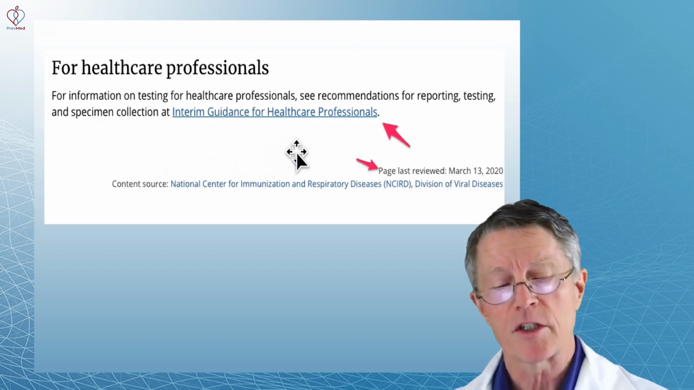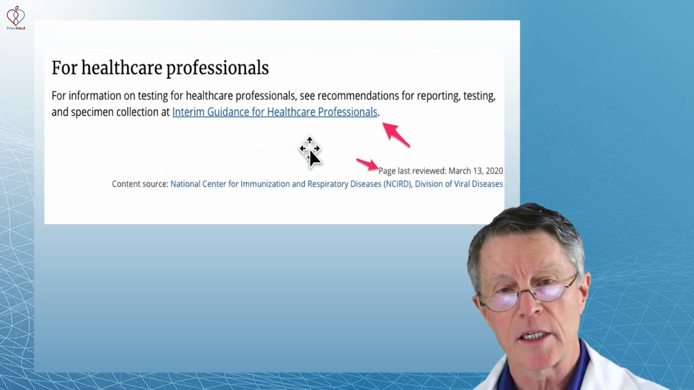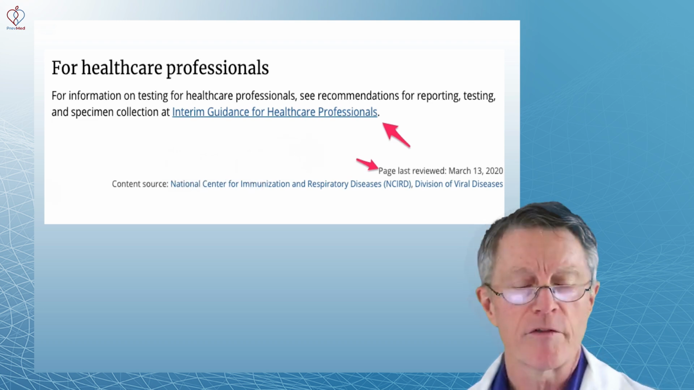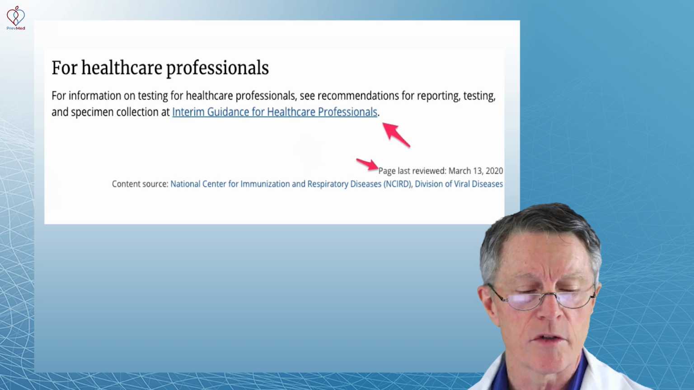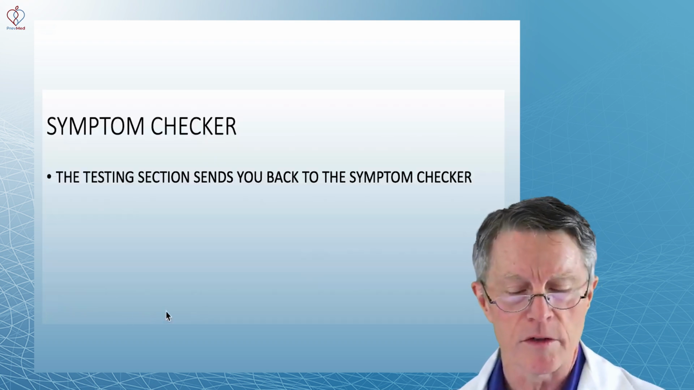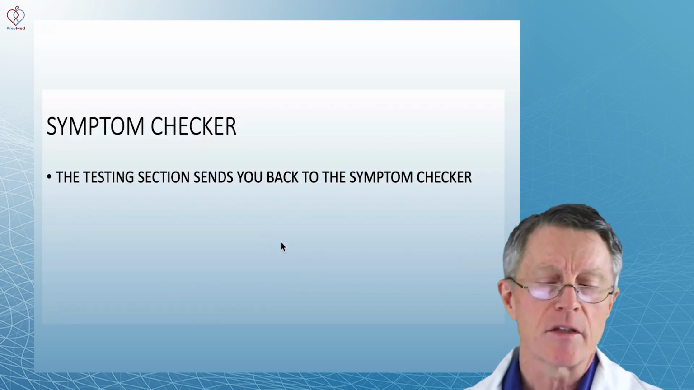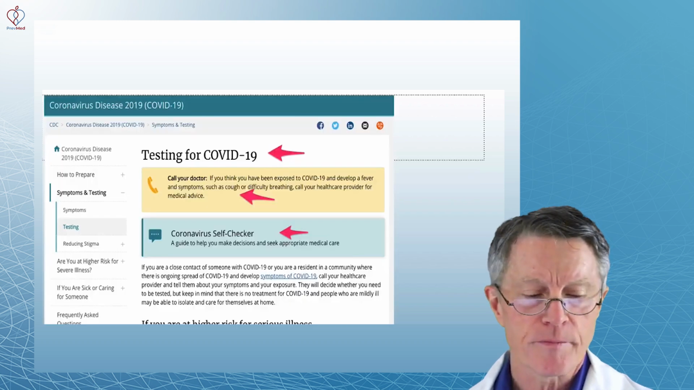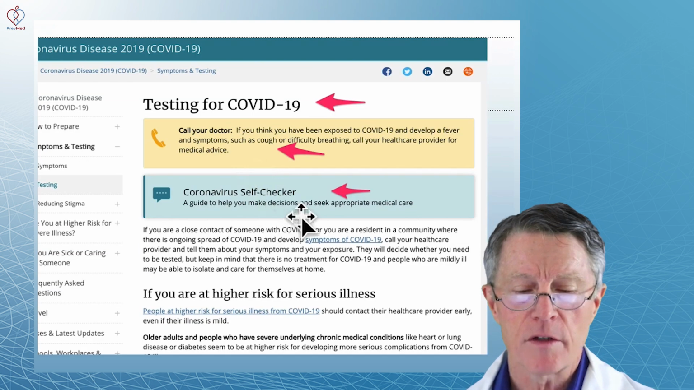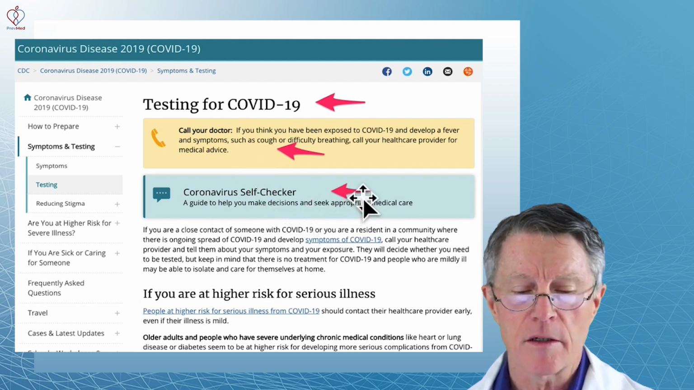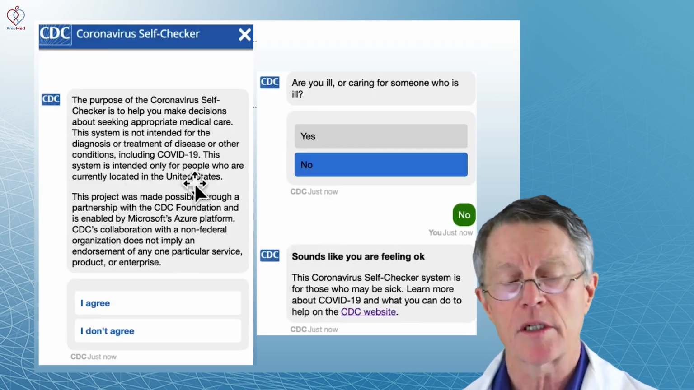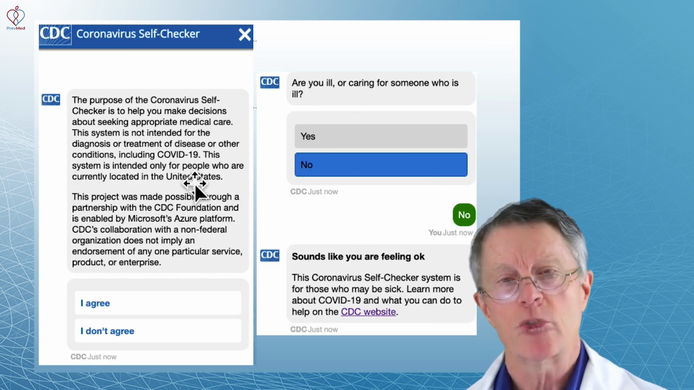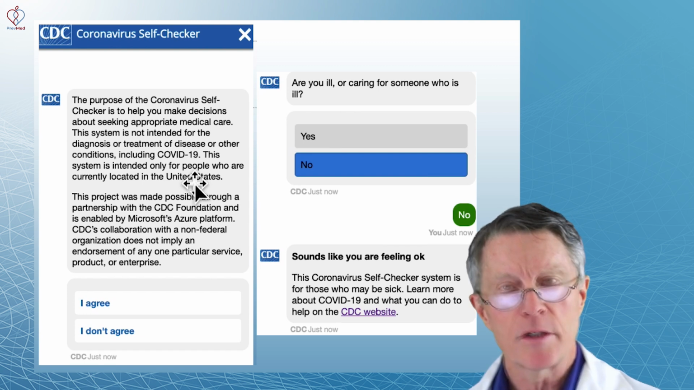For healthcare professionals, there's another button you can click, and again, it takes you to other information which is specific to doctors and other healthcare professionals. So let's go back to the symptom checker, testing for COVID-19, and click on this blue button, this coronavirus self-checker. What happens at that point is that it pulls up an Azure-based automated chat.